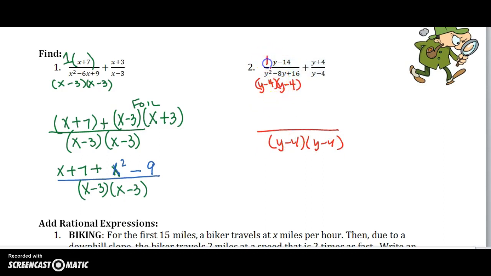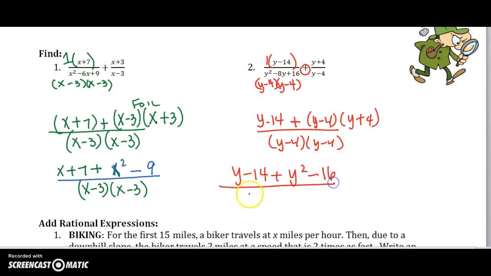So this goes once. So 1 times y minus 4 is y minus 4 plus, because of the sign here, it's a positive. And I have 1 y minus 4 left over when I divide this denominator into my new common denominator. And then I have y plus 4. So again, I see a pattern. This turns out to be a difference of squares. So this gives me y squared, positive 4y, negative 4y cancels, minus 16, all over y minus 4 times y minus 4. Combine our like terms.